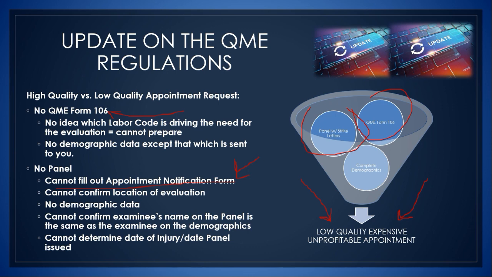You cannot confirm the location of the evaluation, which is described on the panel. You have no demographic data. You cannot confirm that the examinee's name on the panel is the same as the examinee on the demographics, which is important because sometimes this information comes to us mismatched, if you can believe that. You can't determine the date of the injury or the date the panel was issued, and you're starting to introduce red flags into your scheduling appointment.